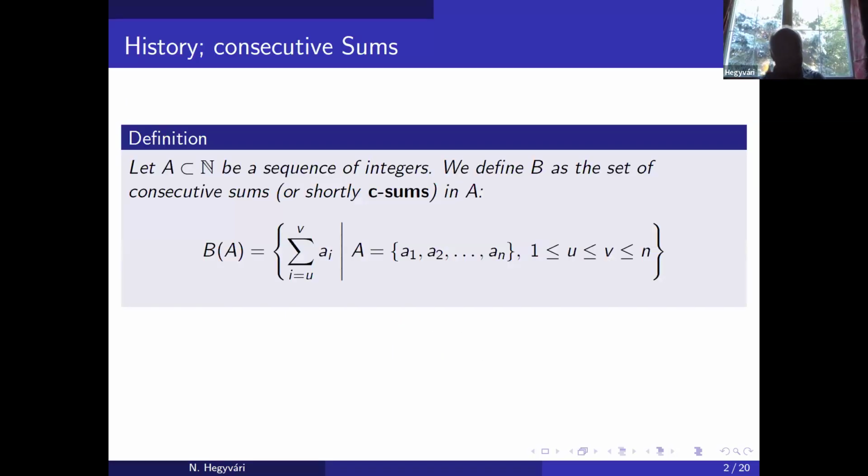Okay, a few words about the history. The definition sounds as follows. We have a finite or infinite sequence of integers, and the block sequence or the consecutive sequence B, shortly I will call it C sums, is defined as follows. It is the interval sum of the elements. So I take the elements from u to v in increasing order of the subscripts, and I collect them to the set B(A).